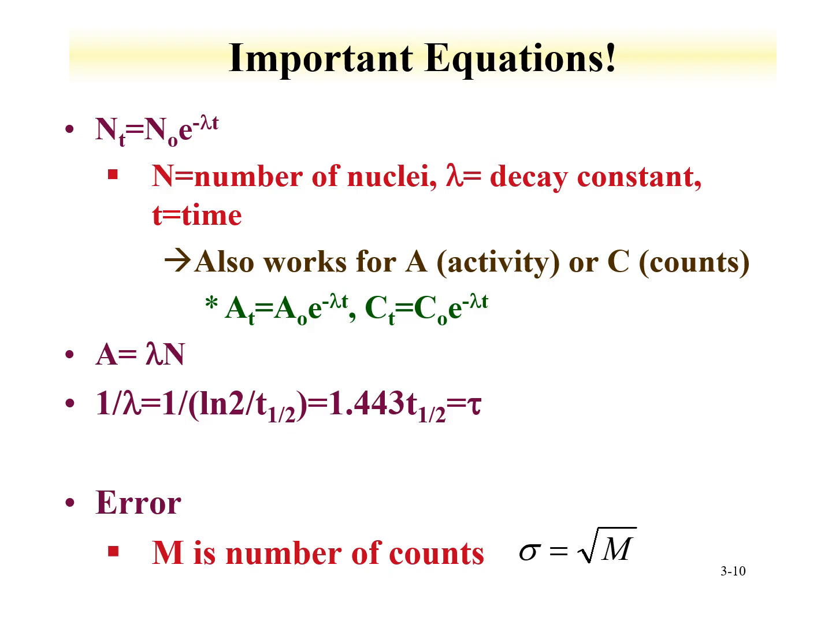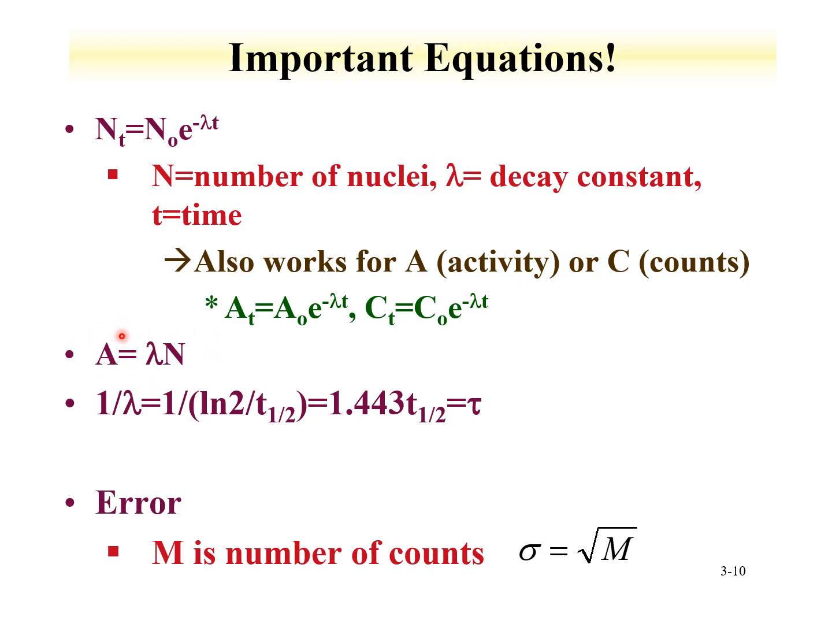We also have activity equals lambda n. So the decay constant times the number of atoms is equal to activity. So this is becquerel, which is counts per second, and curies, which is 3.7 times 10 to the 10th decays per second. So 1 curie is 3.7 times 10 to the 10th becquerels.